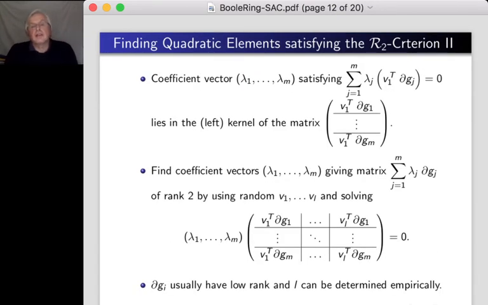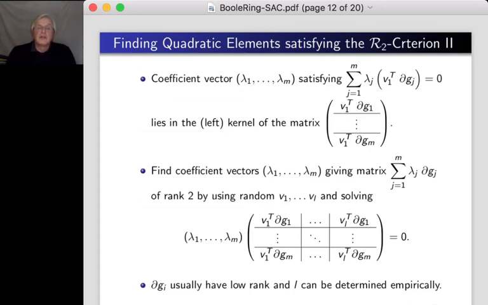Okay, so the coefficient vector lambda1 to lambda m satisfying the condition that the sum of lambda j times the vector v1 transpose times the partial matrix of gj is 0. Such a coefficient vector lambda1 to lambda m will lie in the left kernel of the matrix given by rows v1 transpose dg1 all the way down to v1 transpose dgm. So we can extend the idea, we can just add more material to this matrix.